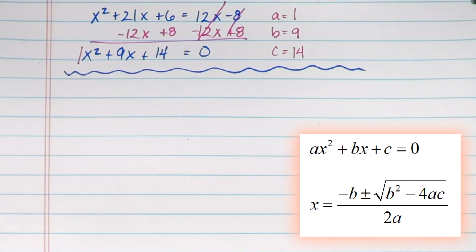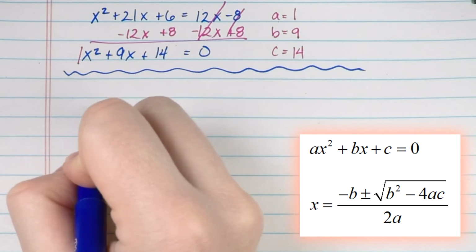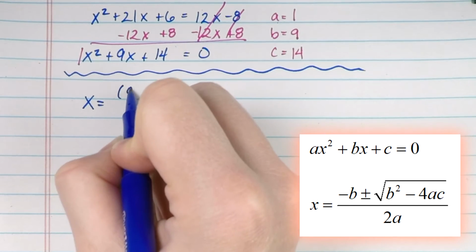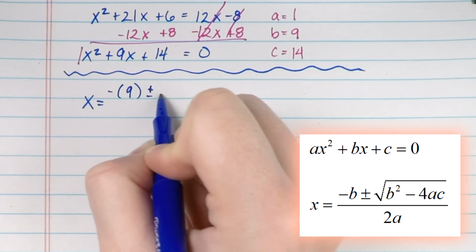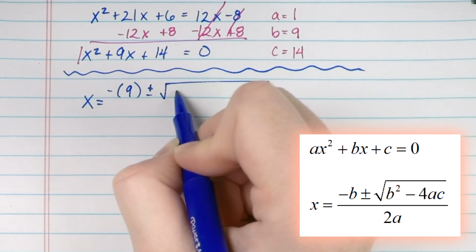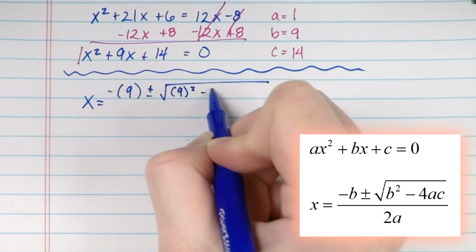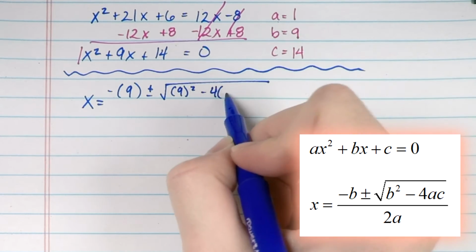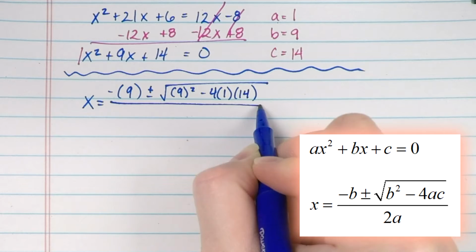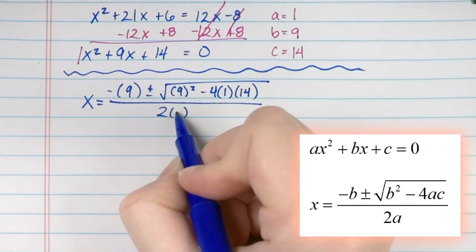Alright, so now if I plug everything into the quadratic formula, I'm going to have x equals, we're going to do opposite of b first. So opposite of positive 9. And then plus or minus square root. Under the radical, I'm going to have b squared minus 4ac. So b squared, that's 9 squared, minus 4 times a, which is 1, and then times c, which is 14. And the whole entire thing is divided by 2 times a, which is 1.